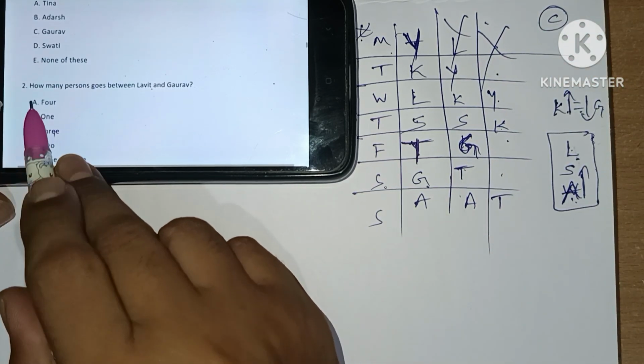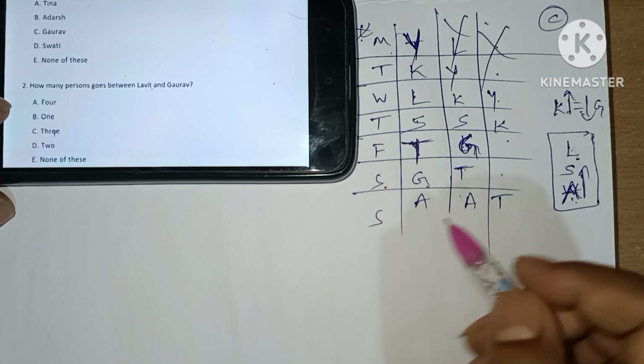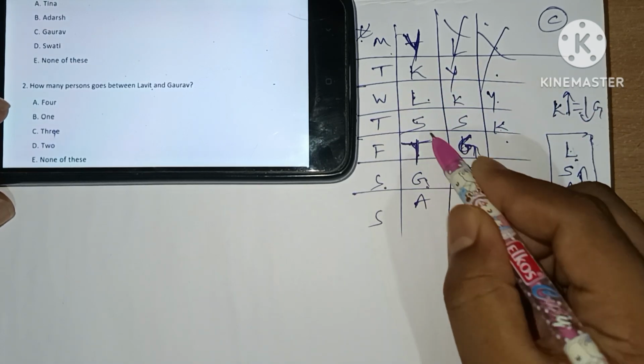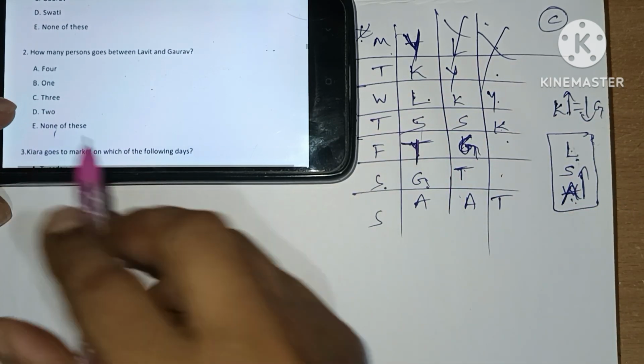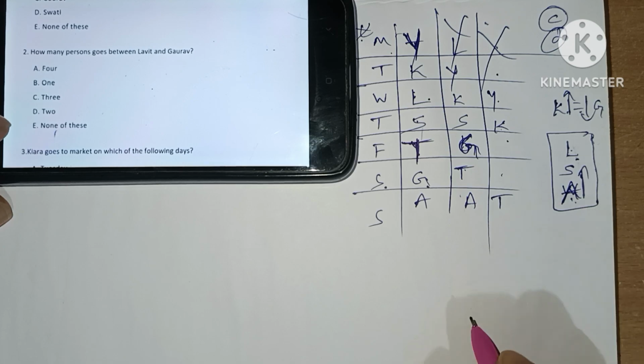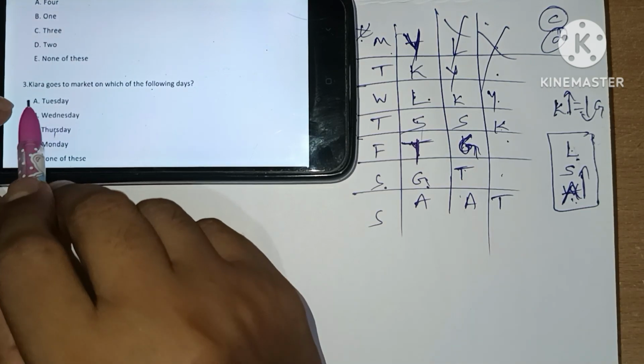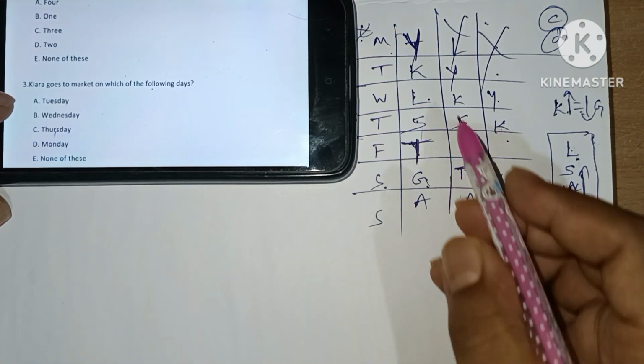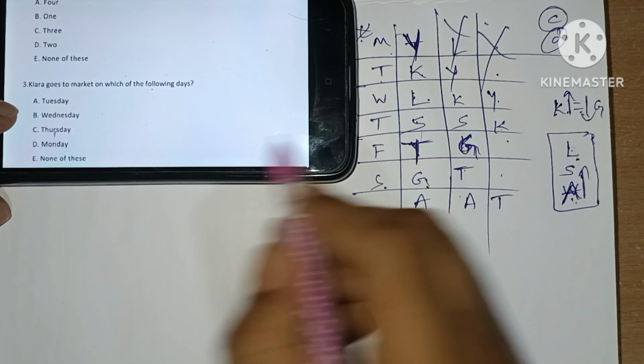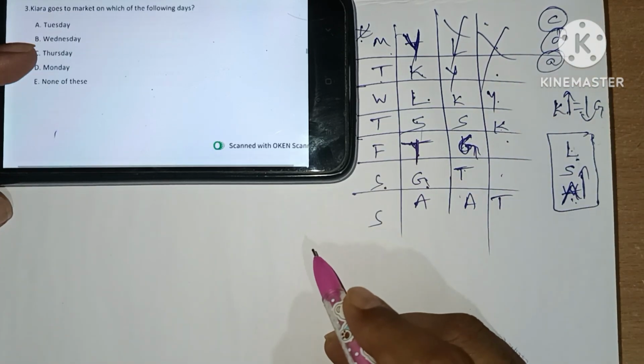Next, second question. How many persons go between Levit and Gaurav? This is Levit and this is Gaurav, 2 persons. So option D is our answer. Next, third question. Kaira goes to market on which of the following days? Kaira goes on Tuesday, option A. Next, fourth question.